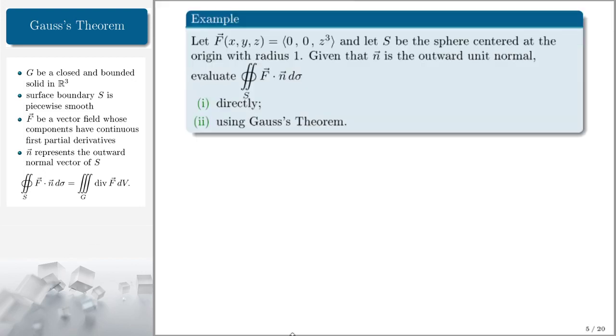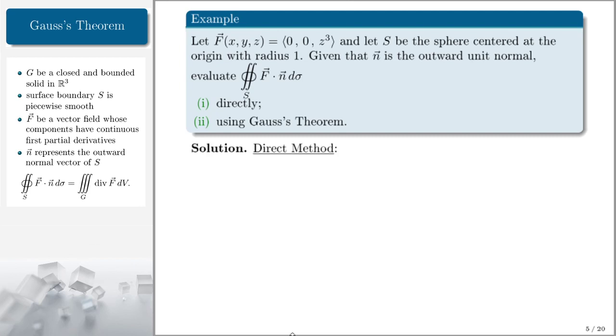Now let us have our first example. Suppose I have the function f = (0, 0, z cubed), and the unit sphere S. We wish to find the surface integral of f dot n over S, where n is the outward unit normal. We want to do this in two ways. First one will be using the definition, and also we will be using Gauss's theorem.